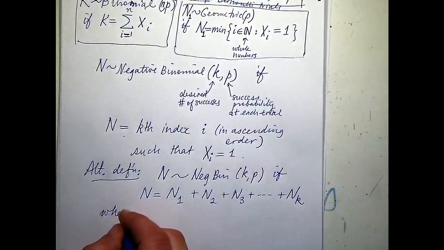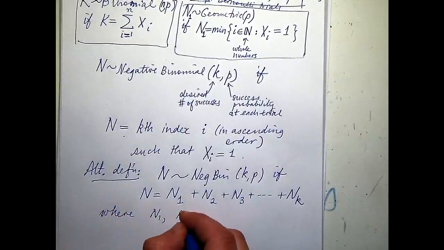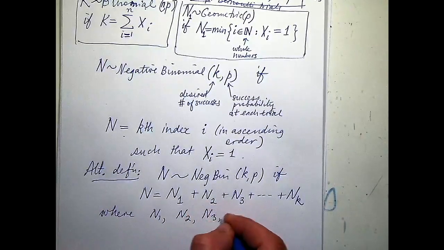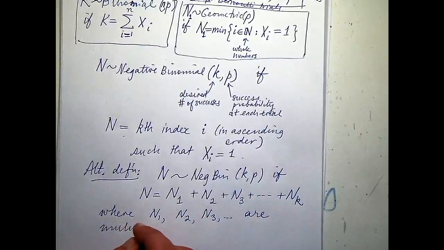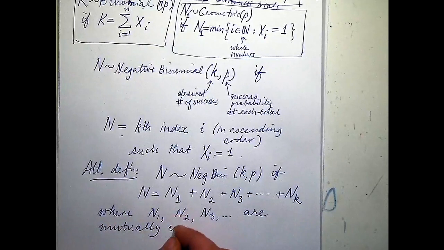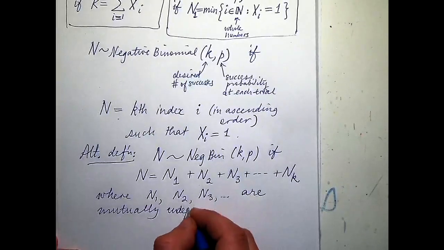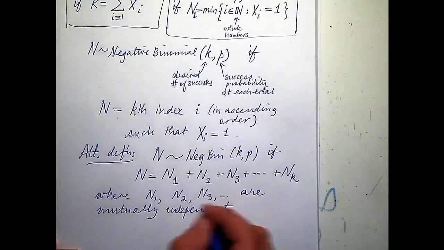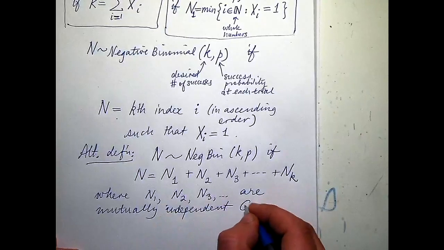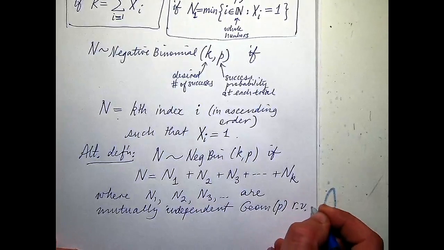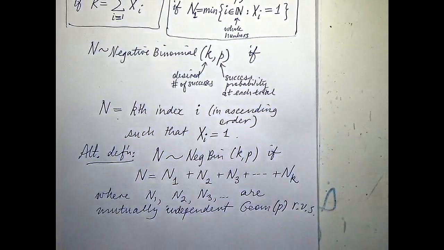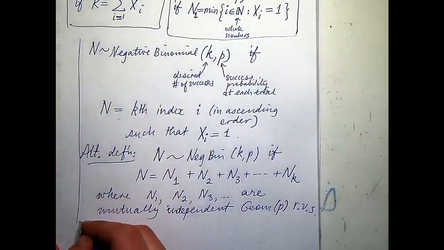Where n1, n2, n3, ... are mutually independent. I'm going to cease using the word mutually soon, but it is always implied. Mutually independent geometric p random variables. It's important that they're independent because the new trials have nothing to do with the old trials. So that's another definition.